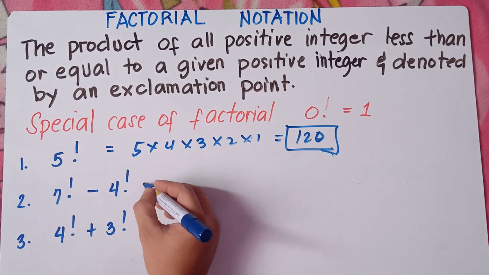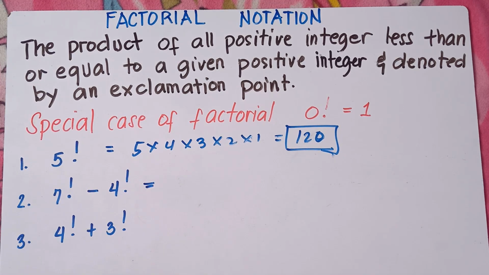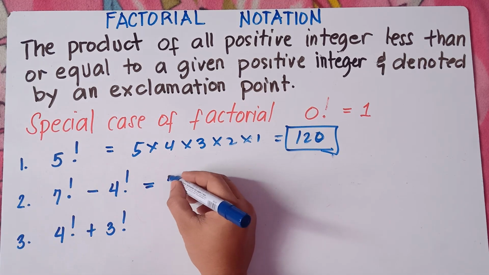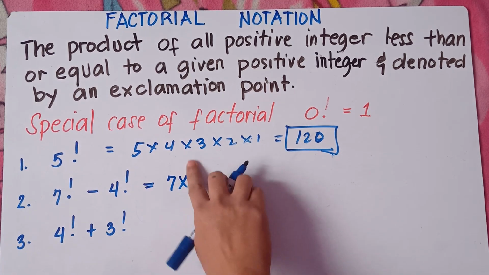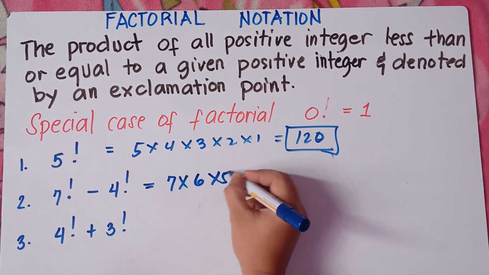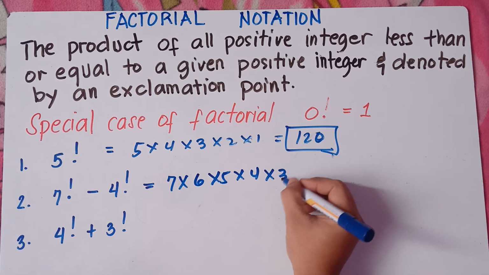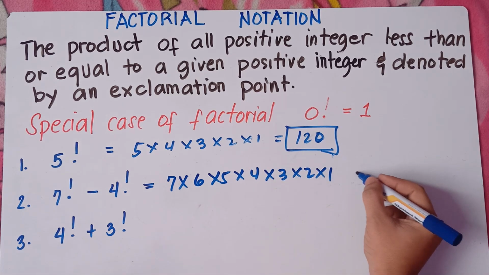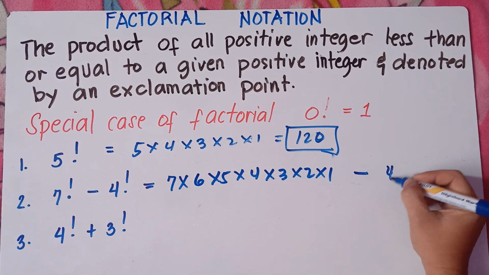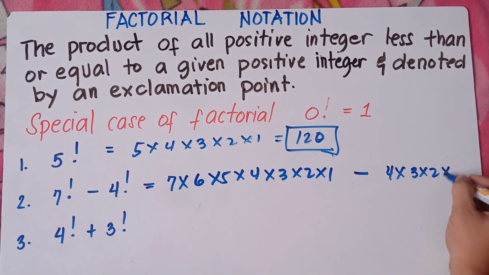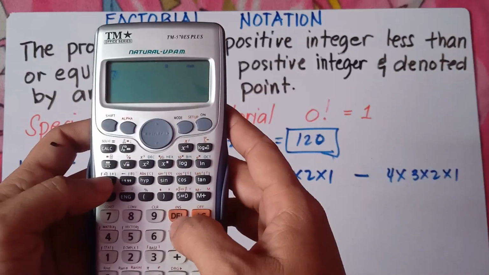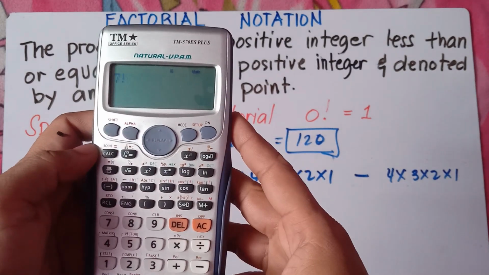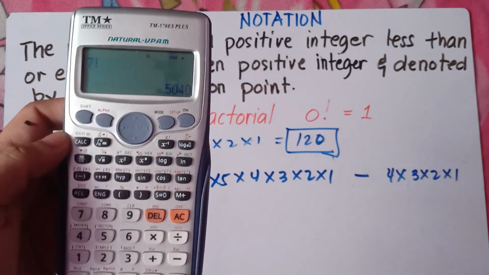So we have example number 2, 7 factorial minus 4 factorial. So 7 factorial is 7 times 6 times 5 times 4 times 3 times 2 times 1, minus 4 times 3 times 2 times 1. For 7 factorial, we use the calculator. So this is 7, shift, this one. This is 5040.